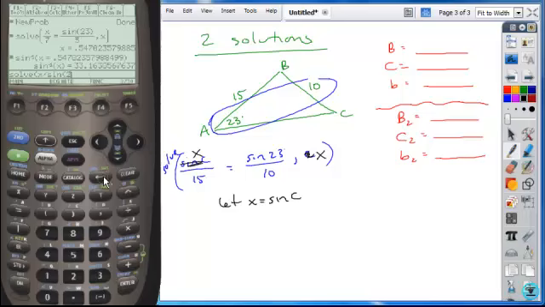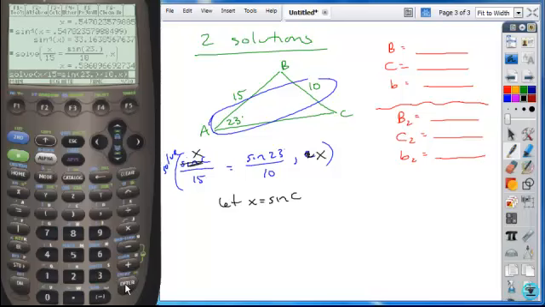oops, set up wrong. So we're going to put in the equation x over 15 is equal to the sine of 23, I'll put my decimal in there, divided by 10, and I want to solve for x. So what this is going to give me is the sine ratio for my angle C. So when I hit enter, I expect it to be a value between -1 and 1, right? Any sine or cosine ratios have to fall between that. So I get x to equal 0.586 approximately. And that has to be what my sine of C is.